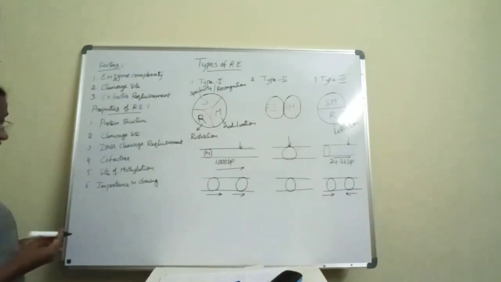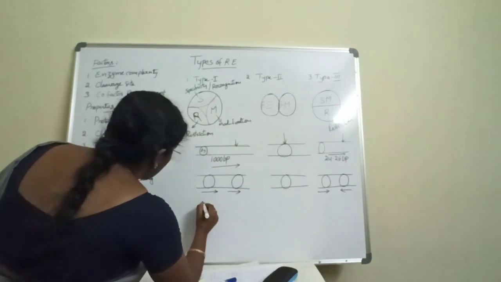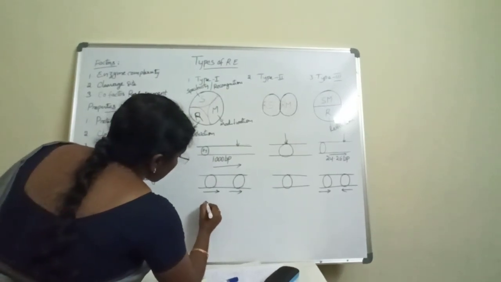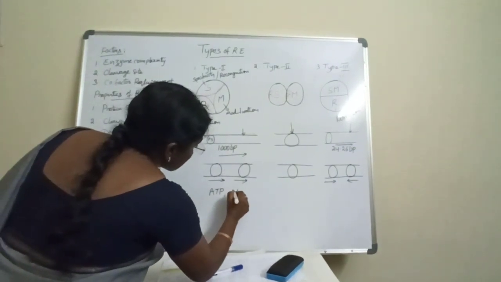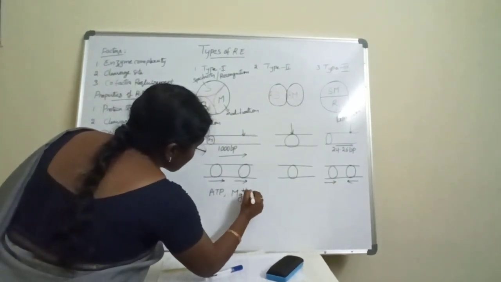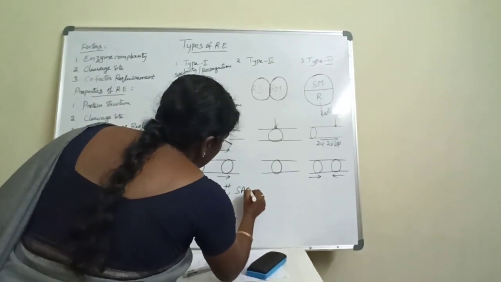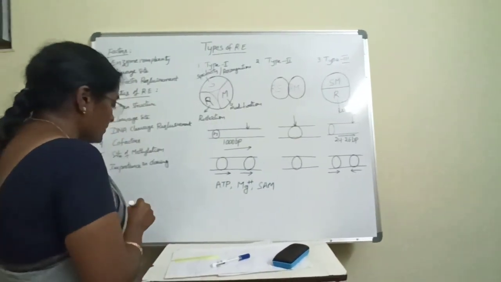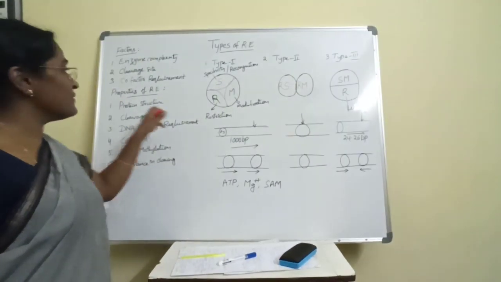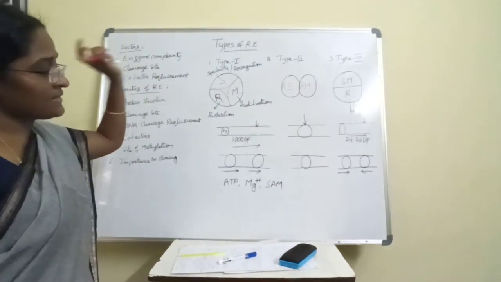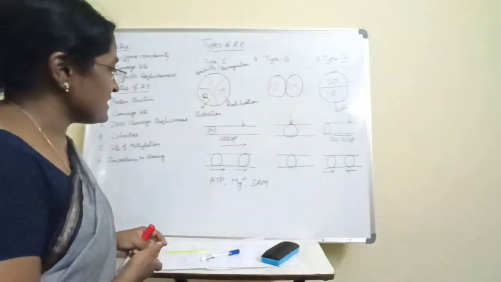And the next one is cofactors. Here three types of cofactors are needed: ATP, magnesium ions, and SAM, S-adenosyl methionine. These three cofactors are required for type 1 enzyme action.